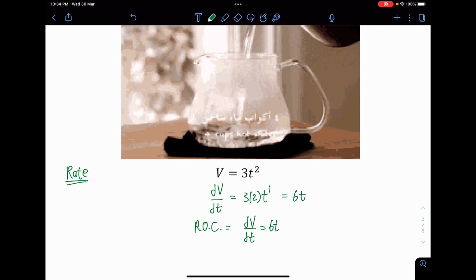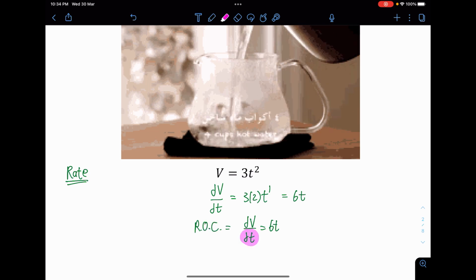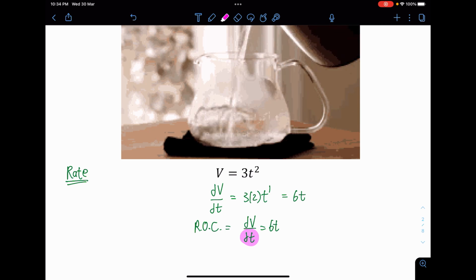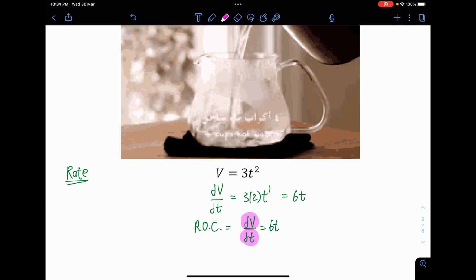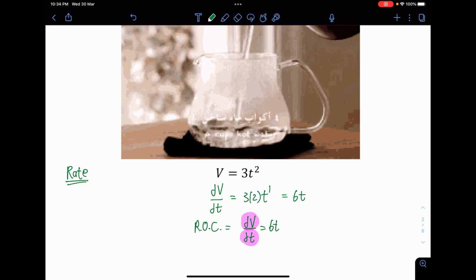Now the keyword is that you have a denominator expressed as dt. Anytime you see a differentiation expression that has dt on the denominator, that means you just got a rate of change. Rate of change of what? Take a look at the numerator. The numerator is dV, so this is the rate of change of the volume of the water inside the jug, or whatever container you are having. This is a simple example of how rate of change is written.